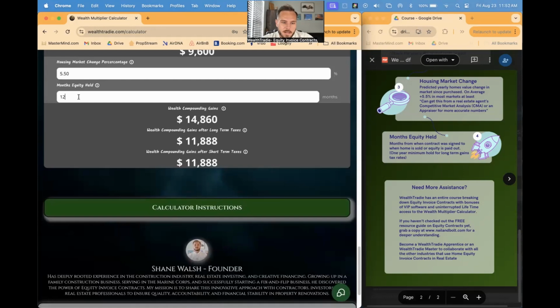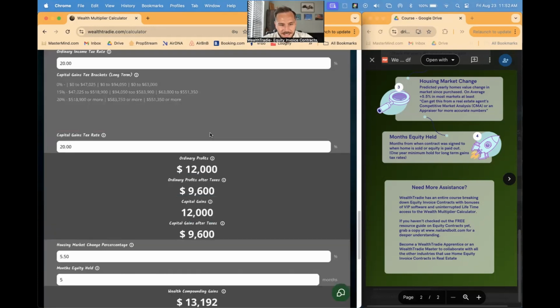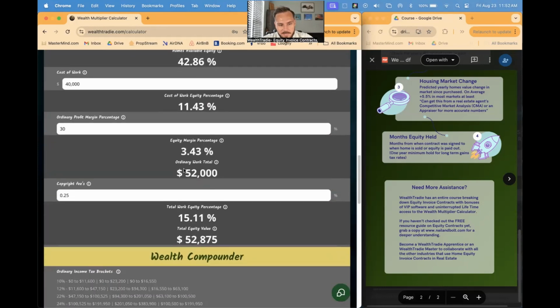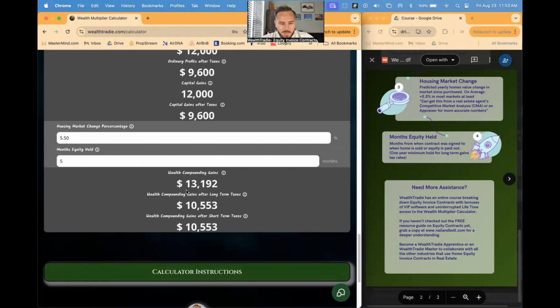You can change it to, hey, instead of 12 months I held it for, I only held it for 5 months and then appreciated at 5%. I still made 13,000 instead of 12,000. Now, this will also show you the beauty of long-term and short-term capital gains, because if I held it for 12 months, it stays the same.